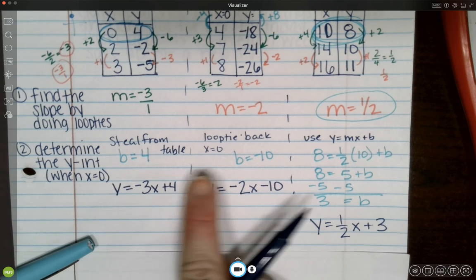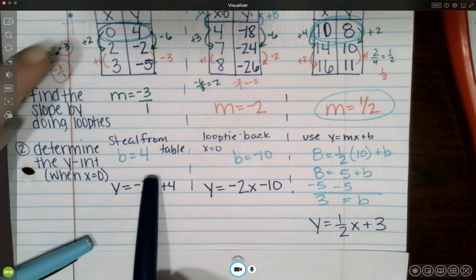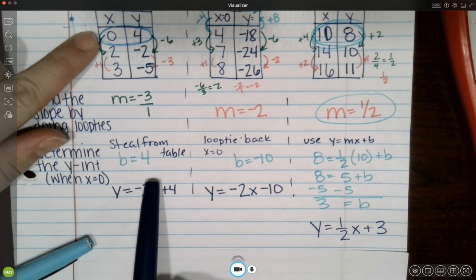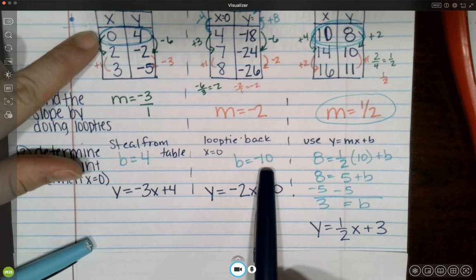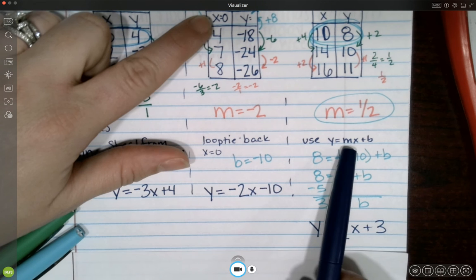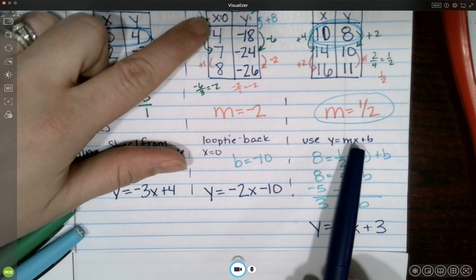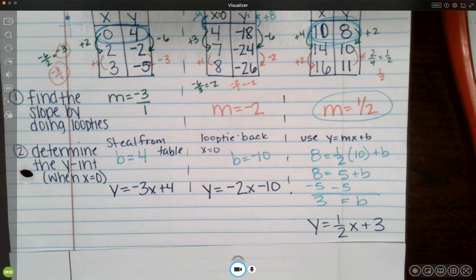So right here we have 3 different methods I can use to find my y-intercept. I can steal from the table if my table has x equals 0. I can loop d backwards to where I can make x equal 0. Or I can use the equation and plug in one point and my slope. Okay?